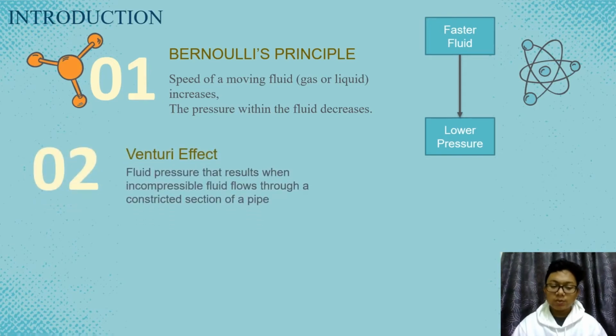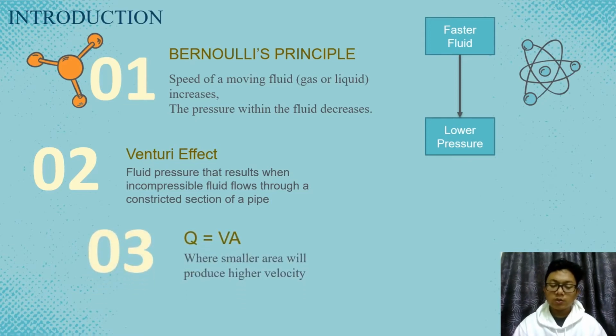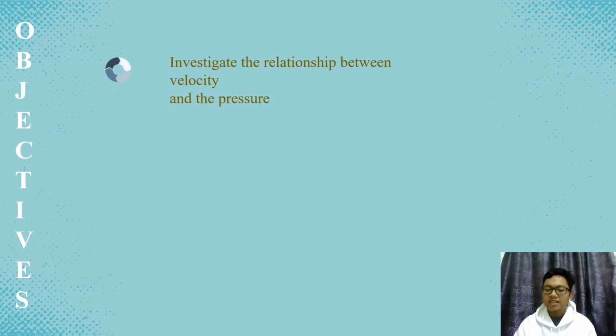In this experiment, we'll see the Venturi effect, the fluid pressure change that results when an incompressible fluid flows through a constricted section of a pipe, where we have three sections of a pipe. And lastly, we'll see the relationship between velocity and area in this formula, where a smaller area will produce a higher velocity. The main objective of this experiment is to relate the velocity and the pressure.